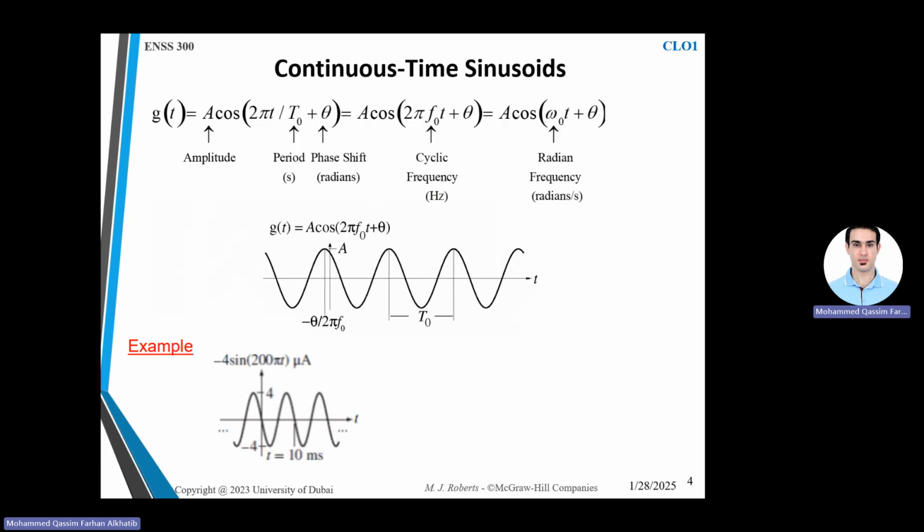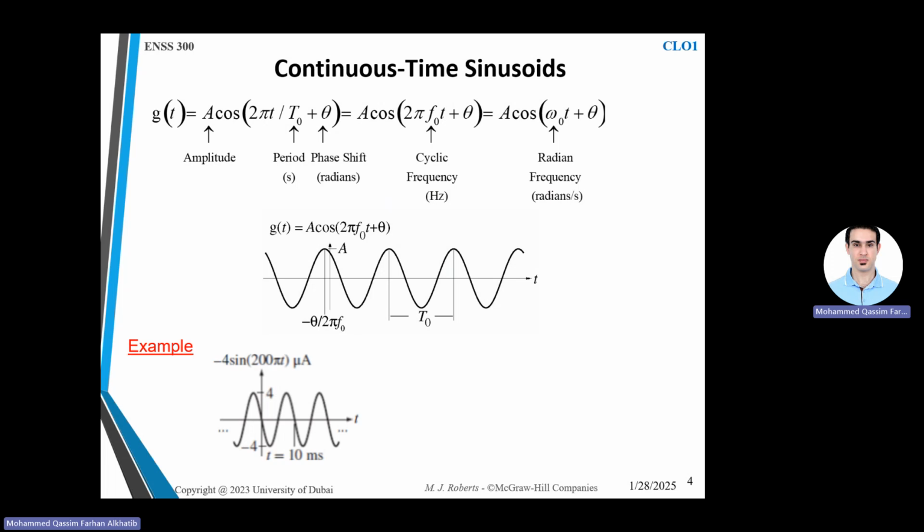All right, sinusoids in general. So you have a cosine of 2 pi over T naught times t plus theta, or a cosine of 2 pi f naught t plus theta, or a cosine of omega naught t plus theta. So it's giving you all variations of frequency. The first expression is with the fundamental period, which is the reciprocal of frequency. The second one is with the standard frequency f. The third expression is with the angular frequency omega, which is 2 pi f.